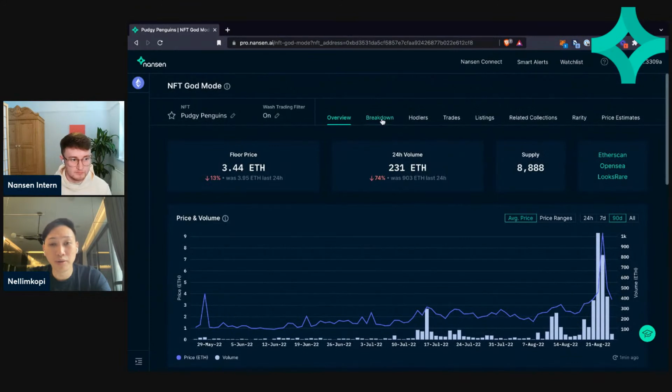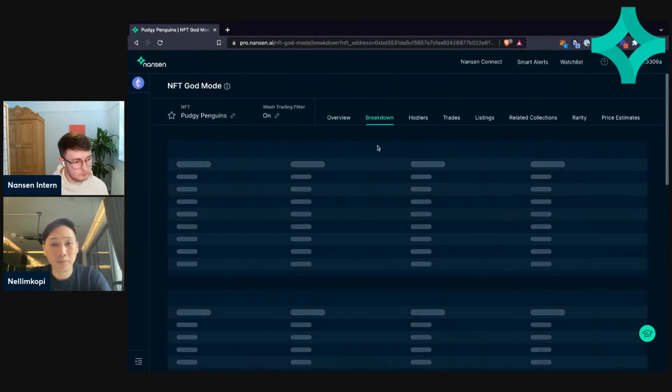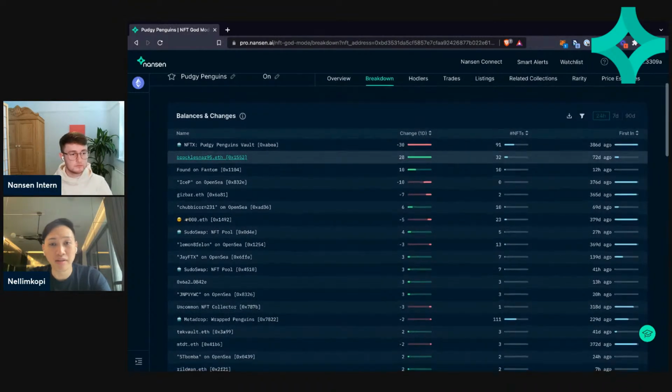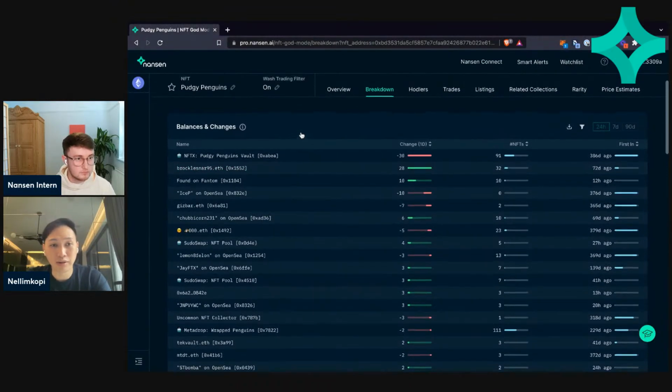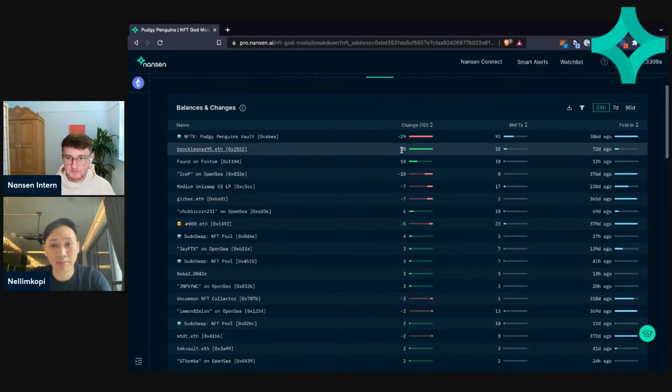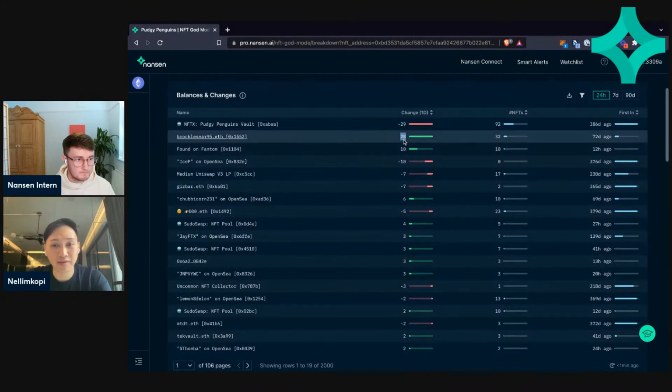So moving on to the standard plan, you actually have access to most features on Nansen, including smart money, token God mode, and NFT God mode, which we are looking at now. You can look at a couple of different things which give you more insight into the nitty-gritty of a particular collection. For example, we are currently looking at Pudgy Penguins, which Alex knows a lot about. You can see who actually received the most Pudgy Penguins in the last 24 hours. This guy, for example, received 28.